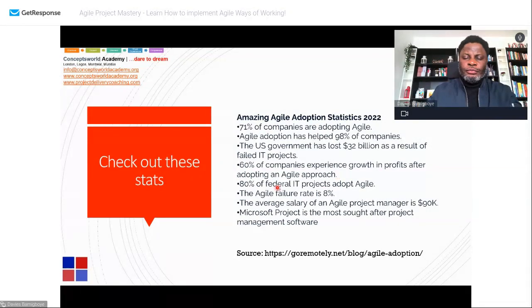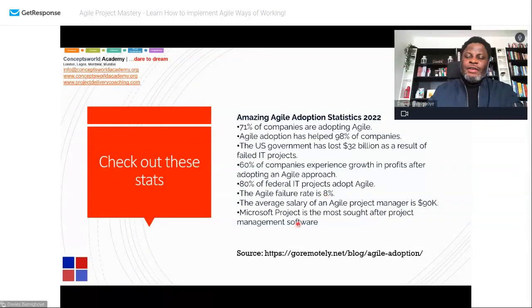80% of federal IT projects now are adopting agile. This is based in the US. 80% are adopting agile as a way of working. Agile failure rate is 8%. I'm going to show you the one for waterfall if I have it on the slide. I think waterfall is about 30%. So agile failure rate is 8%, right? Which means it's less than 1 out of 10 will fail, which is a very good one.